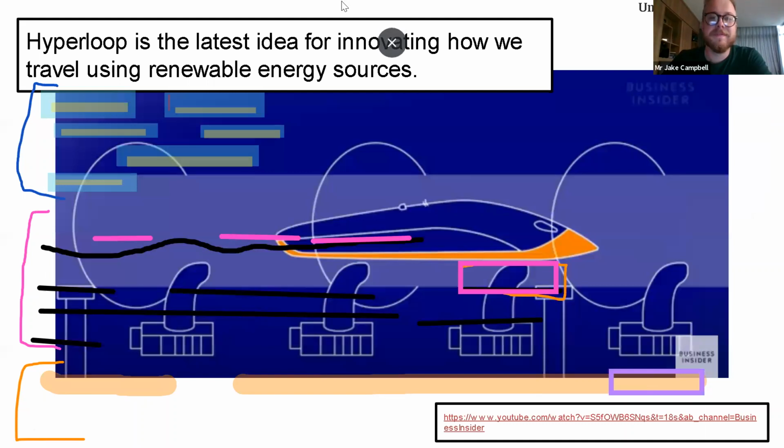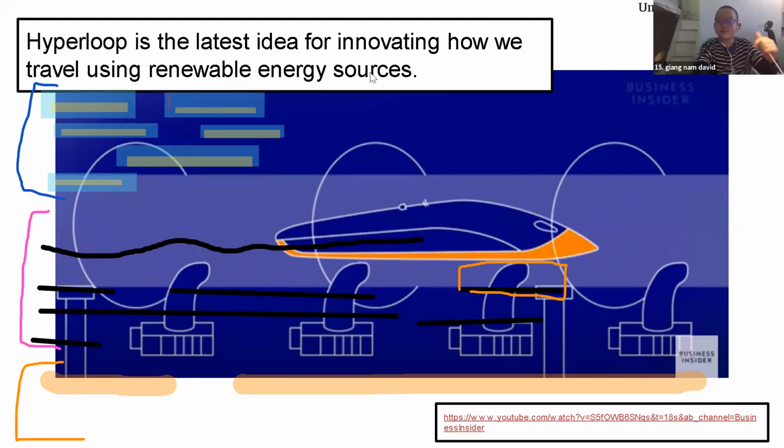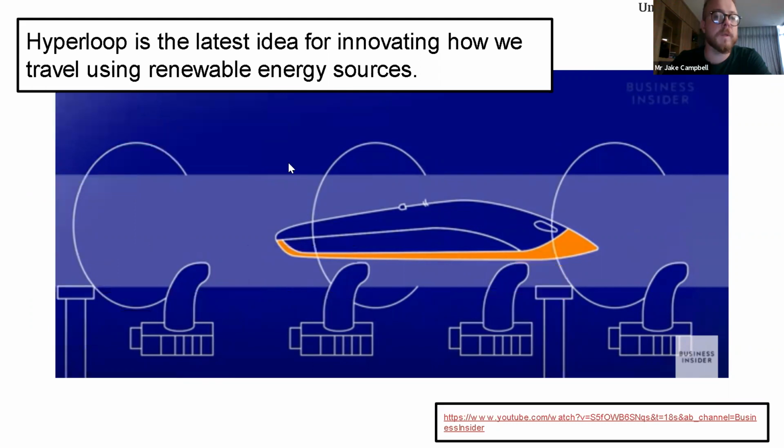Get light from the moon. No, the thing is, David, light is reflected from the moon and it's not strong enough. We need to get it from the source, which is the sun, because it's brighter than the moon. Yeah. Hotter and, yeah, there's no thermal that comes off the moon. Anyway, David, just read this top sentence for me. Hyperloop is the latest idea for innovating how we travel using renewable energy sources.